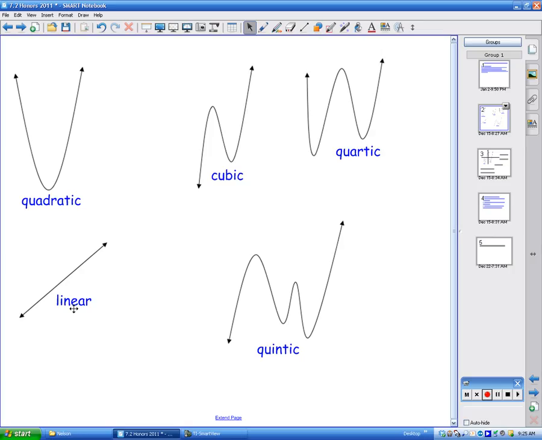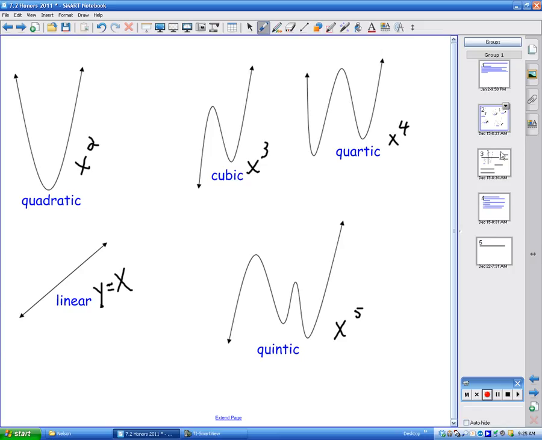And then the quintic is the one that looks like an N with an extra hump on it. So linear is just an x equation, like y equals x. Quadratic is going to be an x squared. Cubic is an x to the third. Quartic is an x to the fourth. And quintic is an x to the fifth. And then they keep going up, but we should know these 5 terms for this unit.